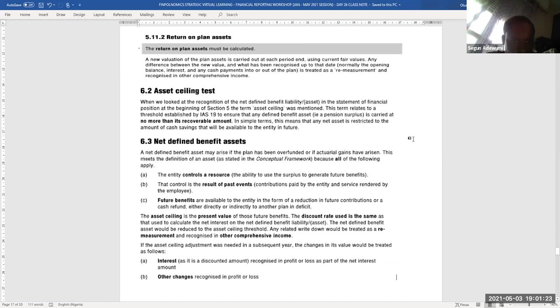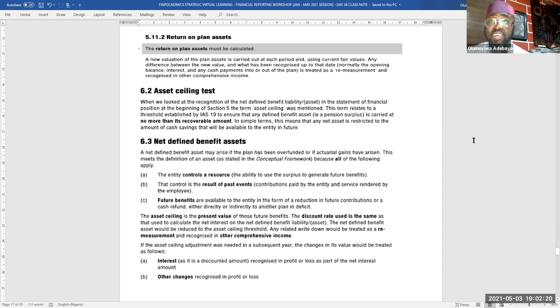When we looked at the recognition of the net defined benefit liability or asset in the statement of financial position at the beginning of section 5, the term asset ceiling was mentioned. The term relates to a threshold established by IAS 19 to ensure that any defined benefit asset, that is a pension surplus, is carried at no more than its recoverable amount. In simple terms, this means that any net asset is restricted to the amount of cash savings that will be available to the entity in future. Okay, does that explain it?